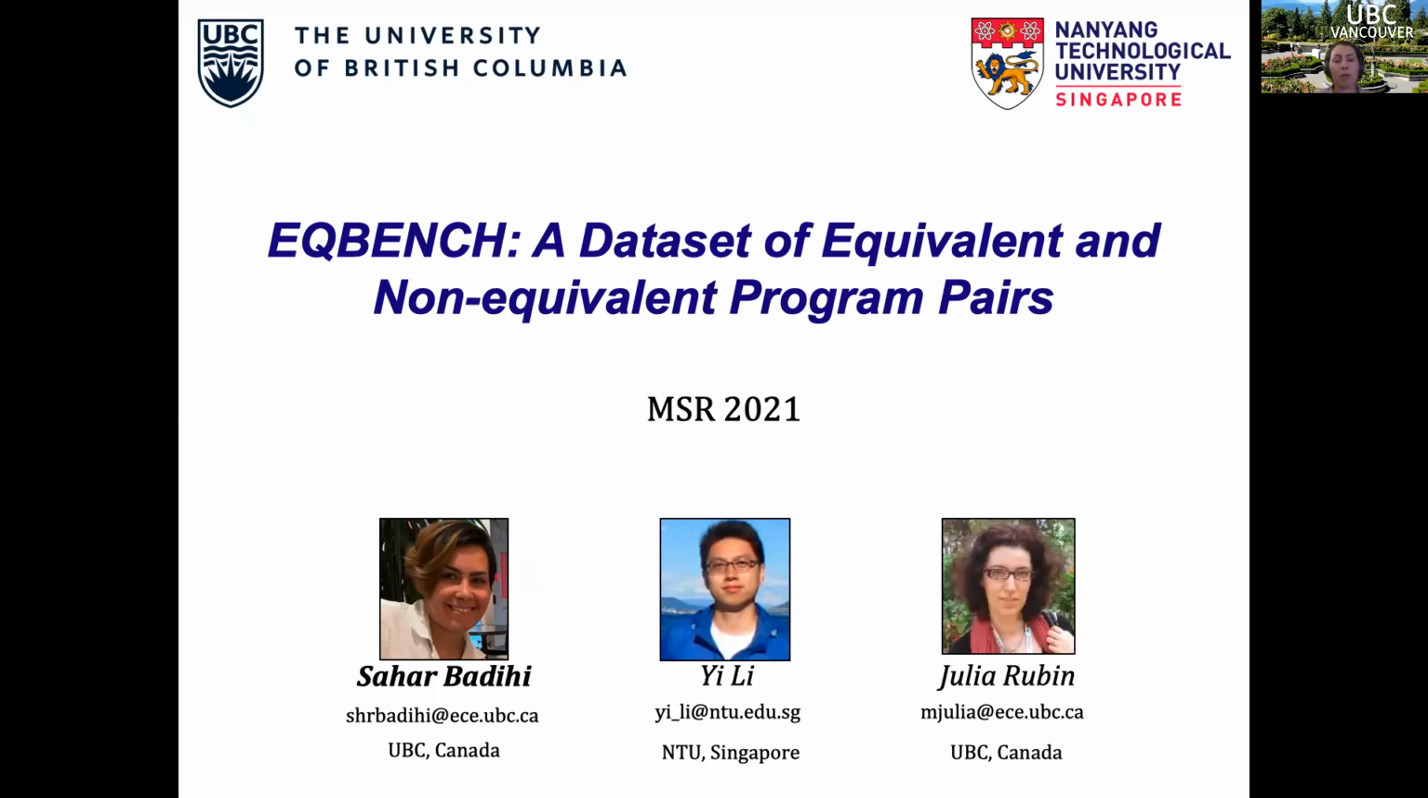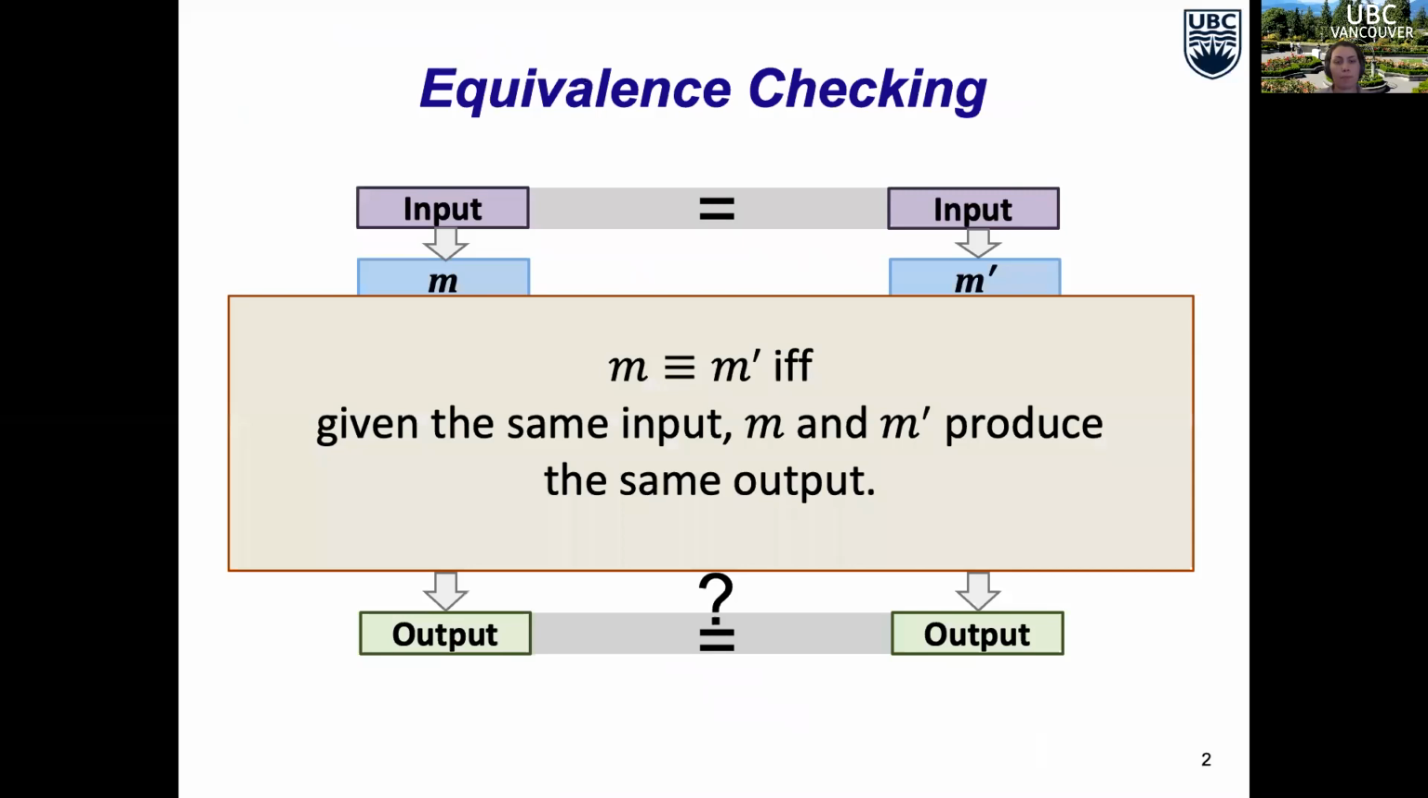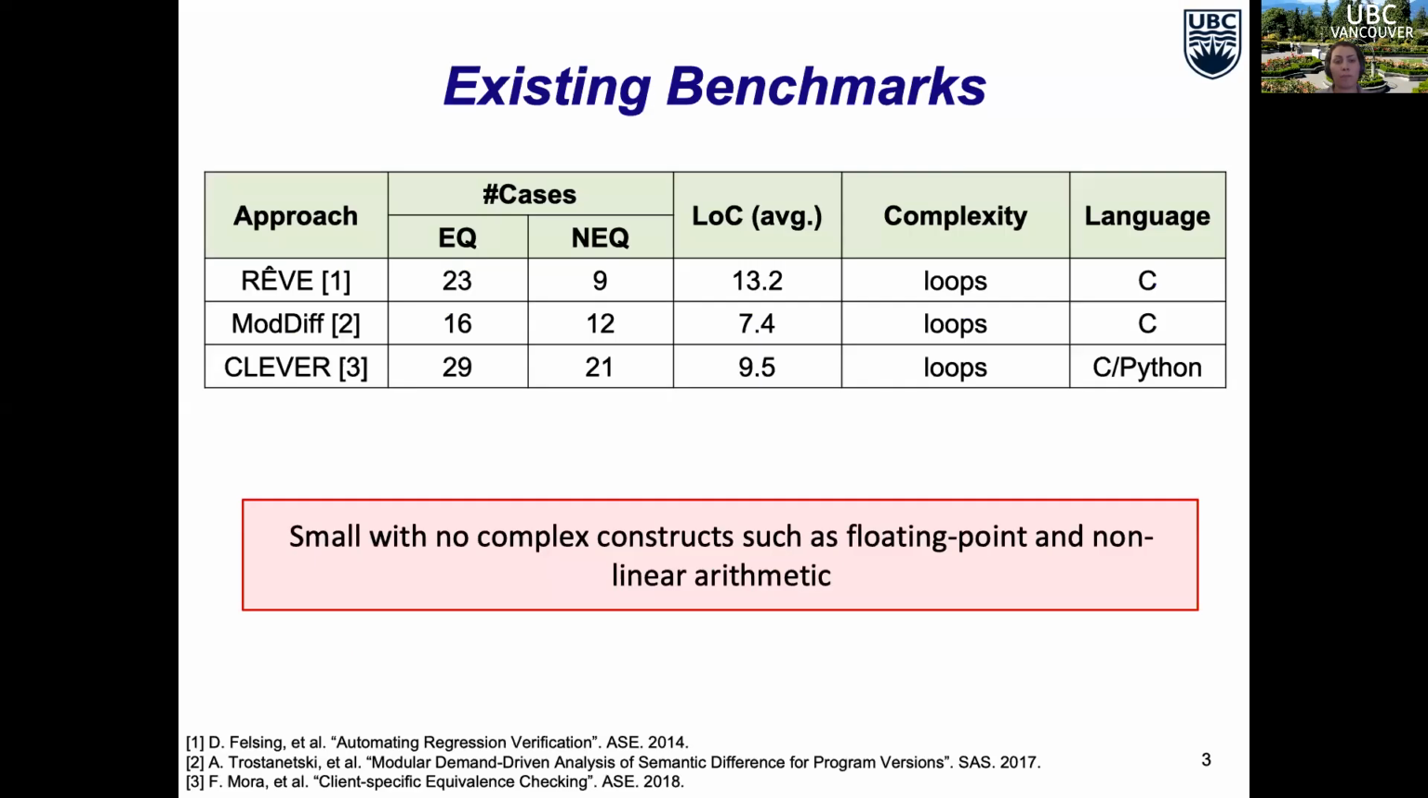Our benchmark of equivalent and non-equivalent programs. The goal of our benchmark is to help evaluate and improve equivalence checking techniques. In short, equivalence checking formally proves whether two versions of a program produce the same output given the same input. Equivalence checking has different applications, such as regression verification, refactoring assurance, and compiler optimization.